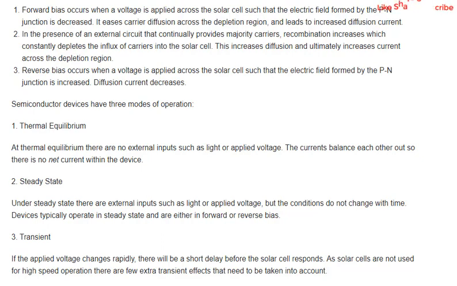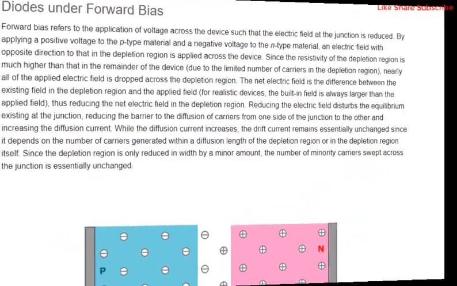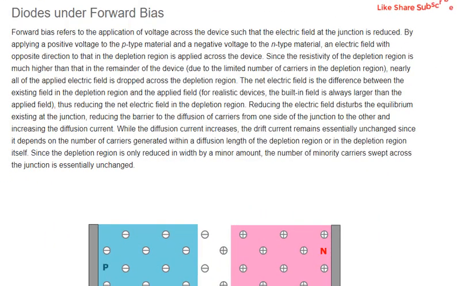2. Steady state. Under steady state there are external inputs such as light or applied voltage, but the conditions do not change with time. Devices typically operate in steady state and are either in forward or reverse bias. 3. Transient. If the applied voltage changes rapidly, there will be a short delay before the solar cell responds. As solar cells are not used for high-speed operation, there are few extra transient effects that need to be taken into account. Diodes under forward bias.